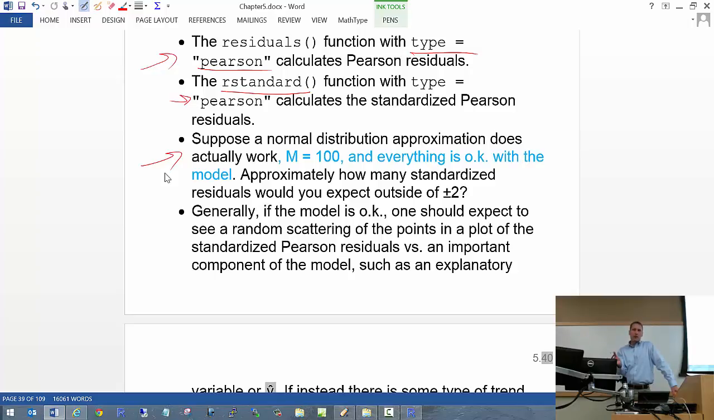About how many would you expect outside of plus or minus 2.576? Well, about 1, because 99% is within plus or minus 2.576.